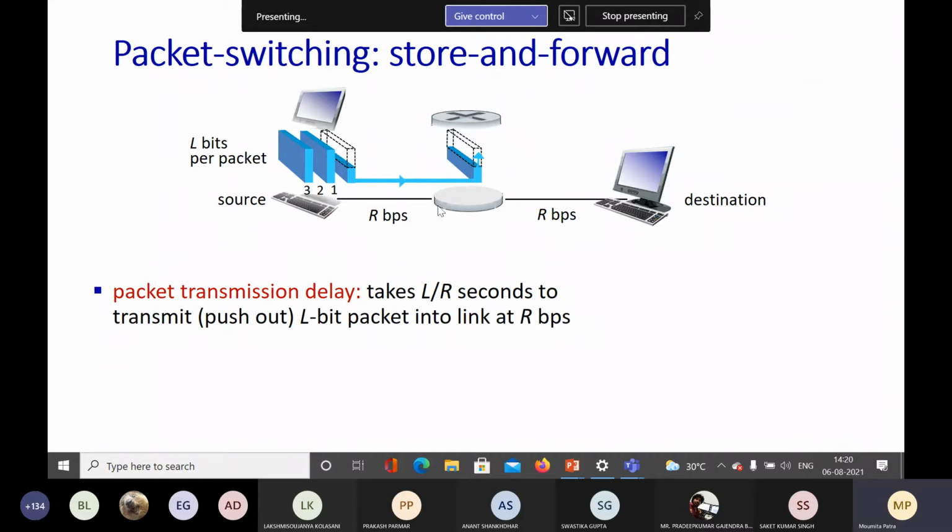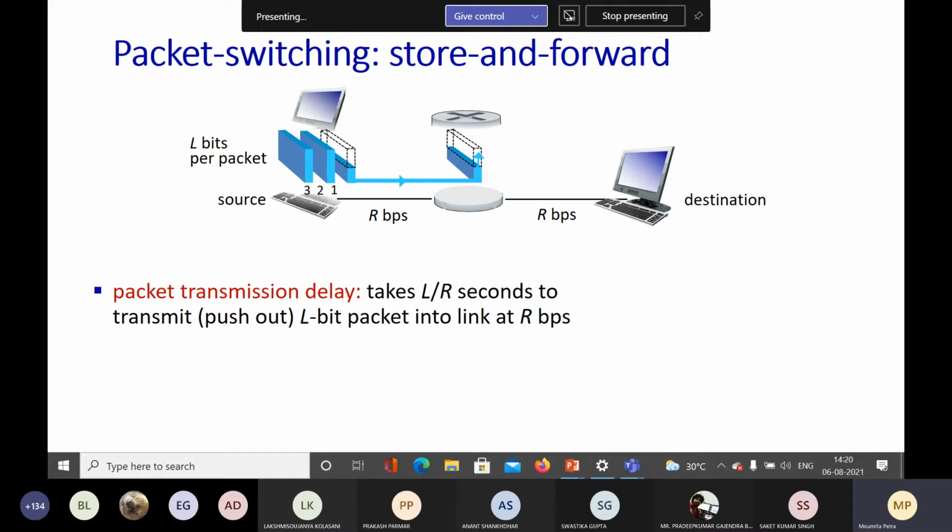So what is this store and forward thing? This is a router. In between the source and the destination, there is a router. Until the entire chunk of the packet has reached, it will not be forwarded from this intermediate router. This is what store and forwarding is. That means you keep storing the data until the packet is entirely received, and then you forward it further if required.